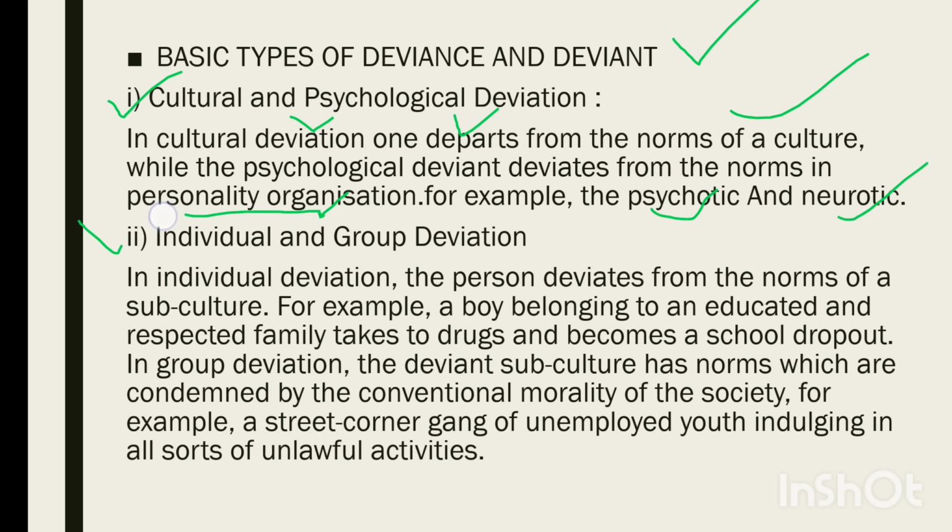Individual and group deviance. In individual deviation, the person deviates from the norms of the subculture. For example, a boy belongs to an educated family, takes to drugs, and becomes a social dropout. In group deviation, a gang of unemployed youth on a street corner indulges in all sorts of unlawful activities. These things are condemned by the conventional morality of the society.